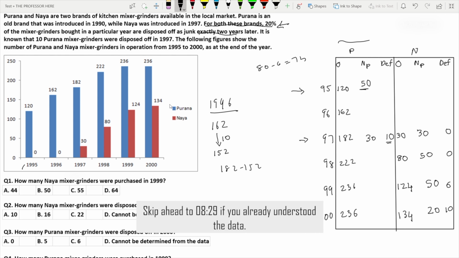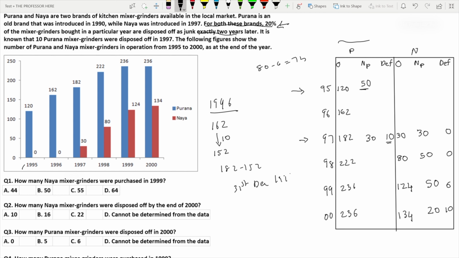I will explain this again. On 31st of December 1996, we have 162 number of mixer grinders active. During the year 1997, 30 new purchases are made. So that becomes 192. And 10 of the active mixer grinders are disposed of. So minus 10. So we get 182. That is written here. I hope you understood that.